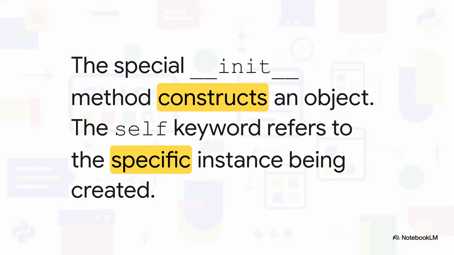So how does this actually look in Python? Well, every class has this special setup method called __init__. You can think of this as the constructor. It's the bit of code that runs automatically whenever you create a new object. And see that word self? That's just a way of saying the specific individual object we are creating right now. It's how we attach the data, like the make and model, to that one particular car.